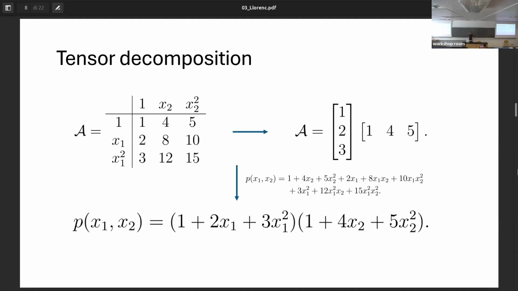Now, what happens if this tensor has some structure? As we can see here, for this example, we can decompose this tensor, this matrix, into this form. This is equivalent to writing the original polynomial we just defined in this form. So we decouple x1 and x2, making it a separable polynomial.